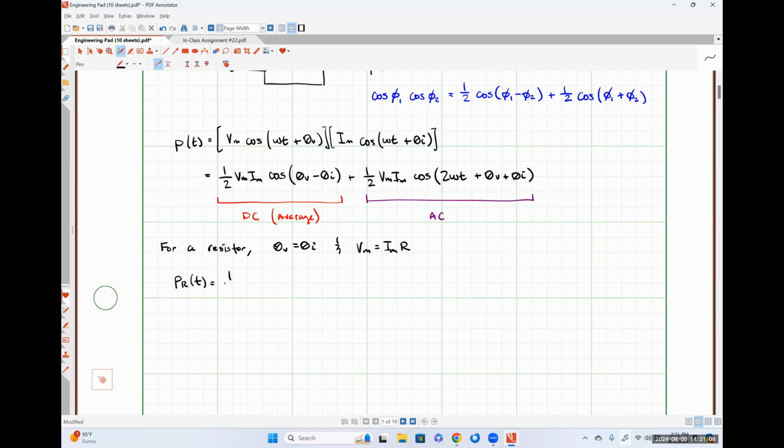Okay, so I can make a couple of substitutions here, and I can say that for a resistor, so that's why I'm having P_R of t, my 1/2 is going to stay. I'm going to substitute in the fact that I_m could be expressed as V_m divided by R. So I would have V_m times V_m over R, which is going to look like V_m squared over R. And then what is the cosine of theta_V minus theta_I going to be? So if theta_V and theta_I are the same thing, I'm just asking for the cosine of 0. What's that? 1. Okay.